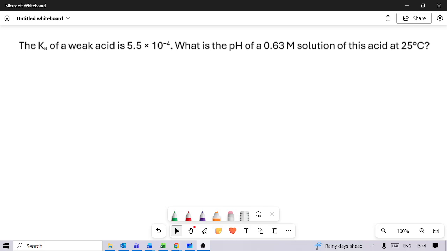Today's question will be about how to find the pH of a weak acid. You can do the same thing if you have a weak base. So the information that we have here is that Ka is 5.5 times 10 minus 4 and the concentration is 0.63 moles per decimeter cubed.